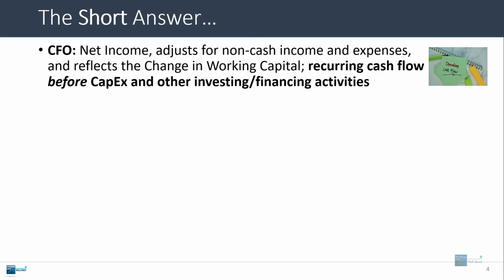Cash flow from operations normally starts with net income or after-tax profits, then it adjusts for non-cash income and expenses that have affected net income, then it reflects the change in working capital, which could be either positive or negative. It represents the recurring cash flow before CapEx and other investing and financing activities.